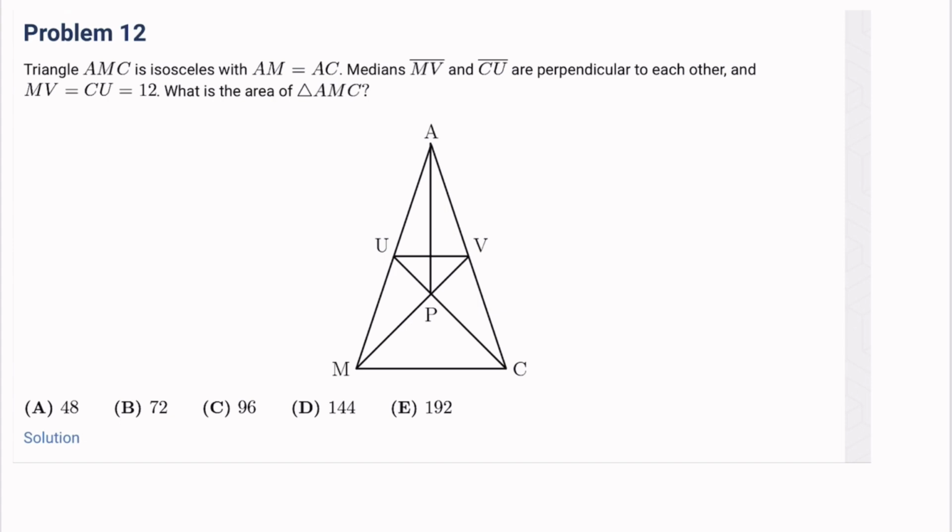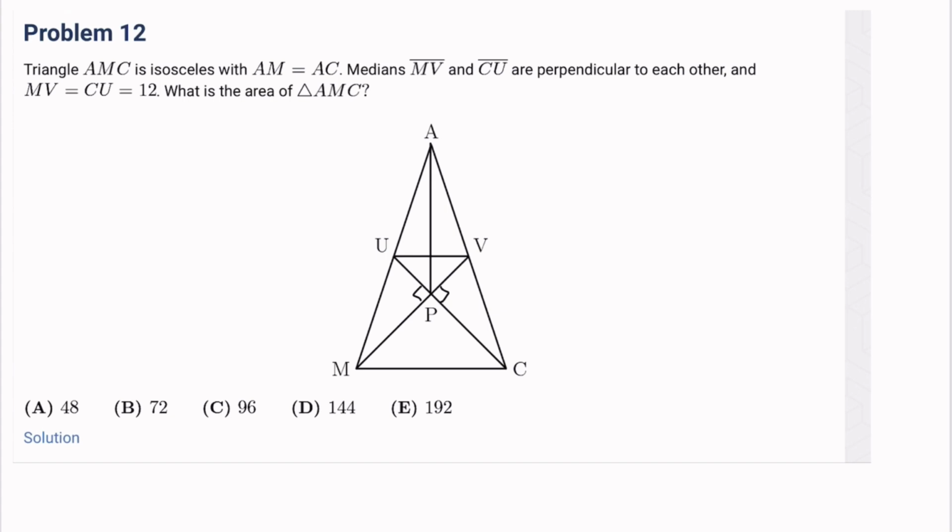And since AM equals AC, these two lengths are equal, and MV and CO are medians, right? So that means this length and this length are equal, and this length and this length are also equal. And then since AM equals AC, these four lengths are all equal to each other. And MV and CO are perpendicular to each other, so this would be a right angle, and this would also be a right angle, right? And MV equals CO equals 12, right?